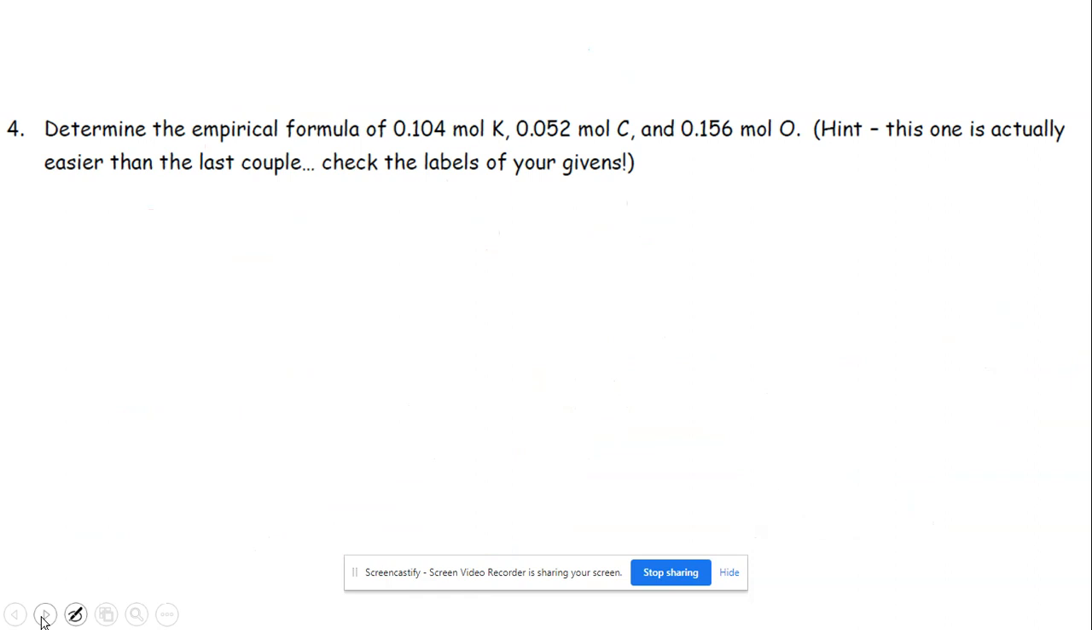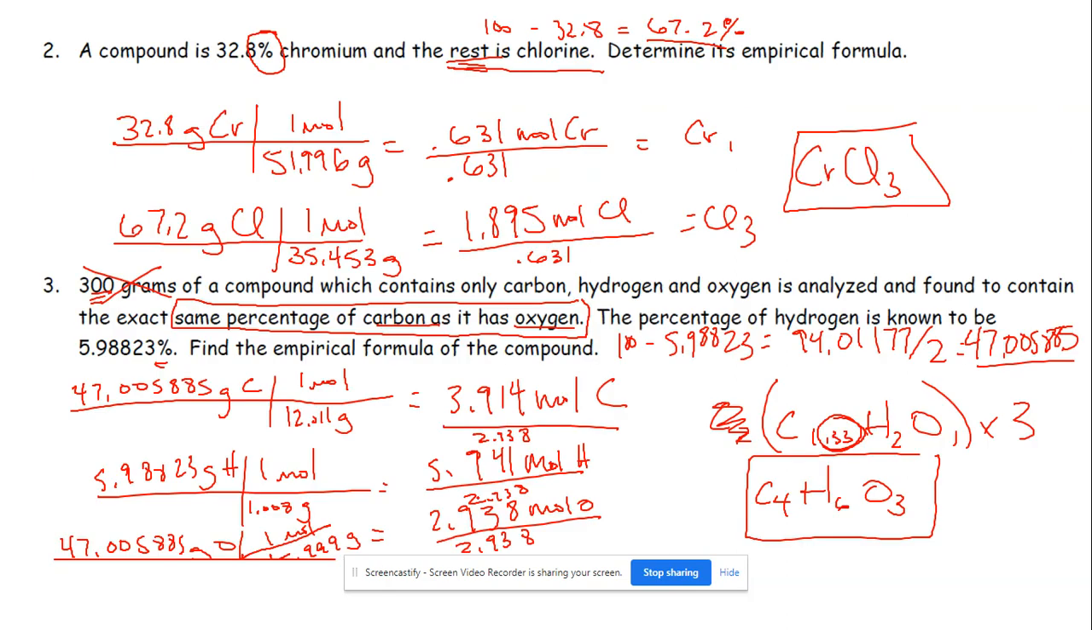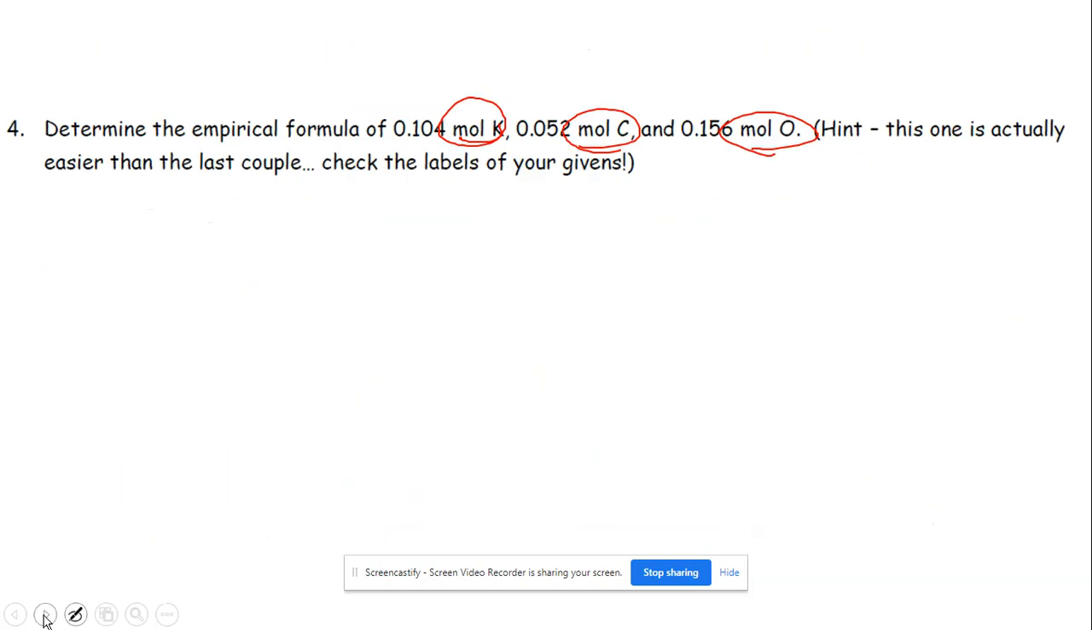How about this guy? I've got some potassium, some carbon, and some oxygen. I'm going to have to turn my grams into moles. Or do I? Look what we're given. We already have moles. Do I have to turn my grams into moles? No. Do I need to turn my moles into grams? No, because if we look back here, it's all about the mole. So this question is actually easier than anything that we've done so far in this video. Well, okay, maybe not the original empirical formula stuff, but this is the easiest one that we've done on this page.